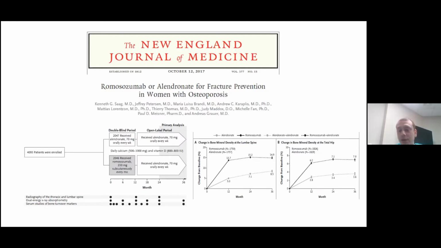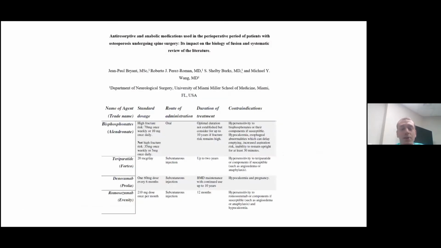But more interesting, at 36 months, there was an increase in bone mineral density in the lumbar spine, close to 15%, in patients treated with the monoclonal antibodies when compared to patients that only had bisphosphonate. Here is a table from one of our review articles that shows the dosage and the duration of treatment for some of the treatments available for osteoporosis.